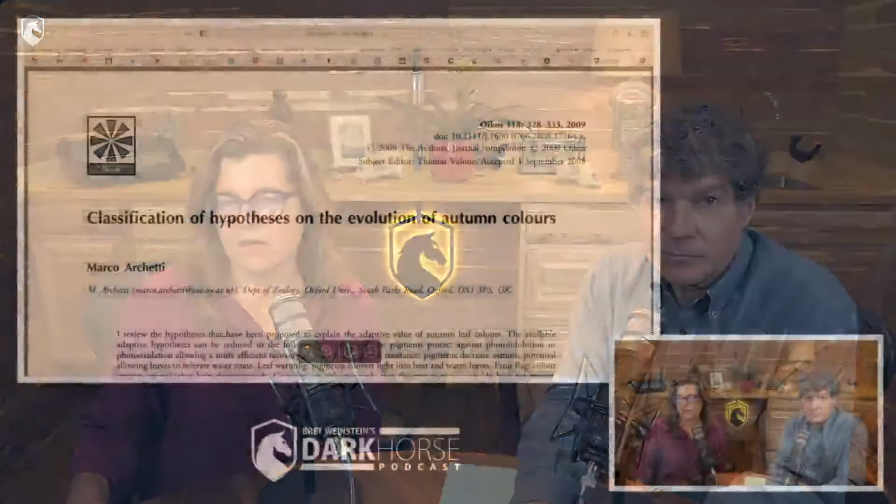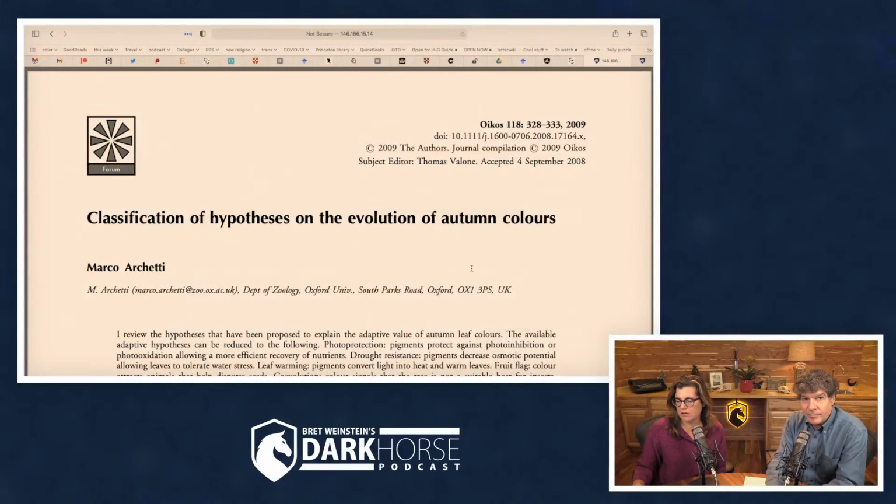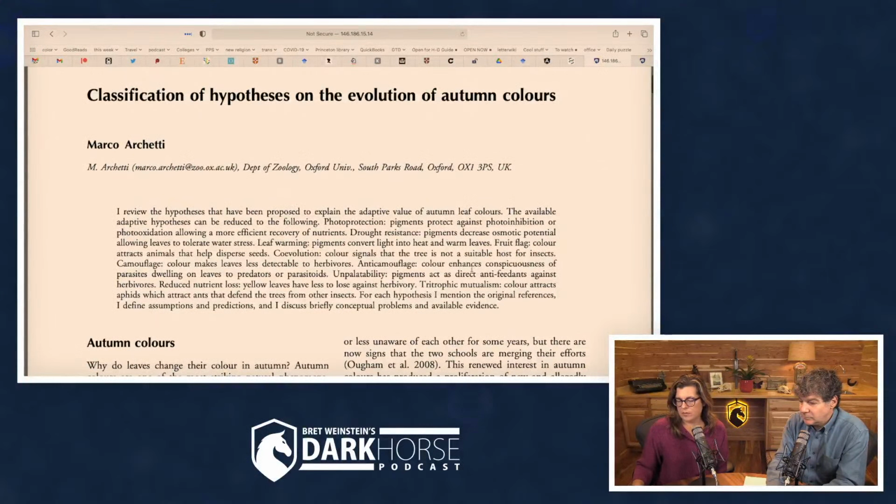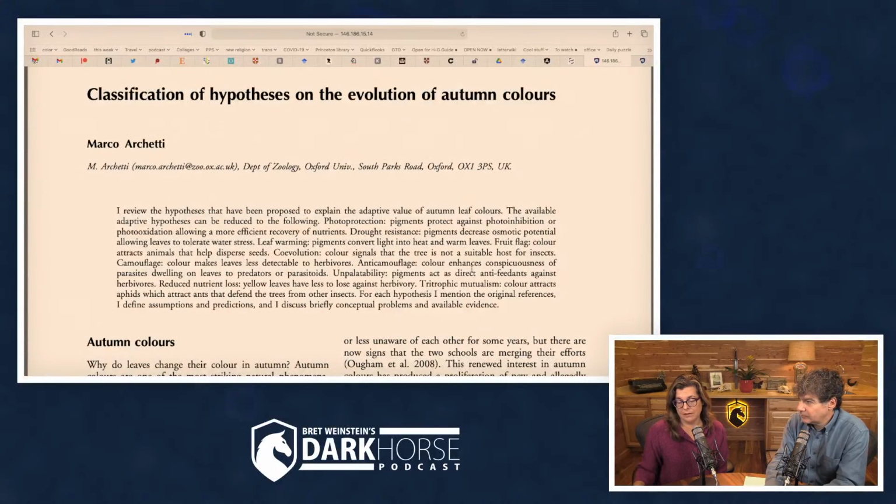I'm heartened to see there's a more recent review which you sent me, so presumably you have it there. So I can show it. This is 2009, published in Oikos, one of the major ecology journals. Classification of Hypotheses on the Evolution of Autumn Colors by someone named Marco Archetti at Oxford. Lists a bunch of things. It's just kind of a mess. It's a mess. The abstract alone.